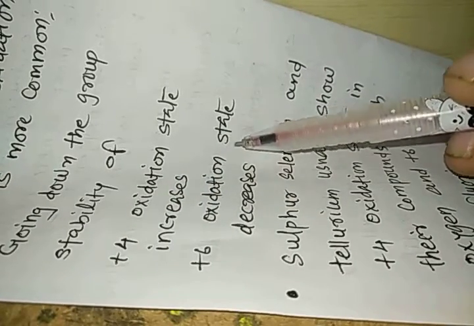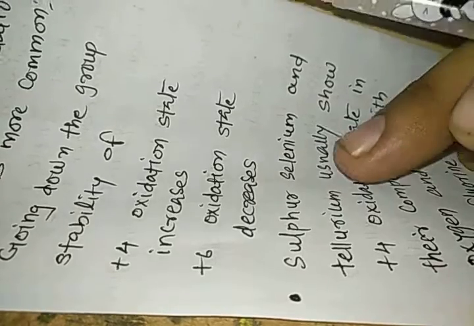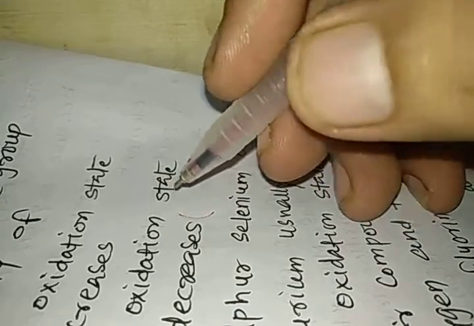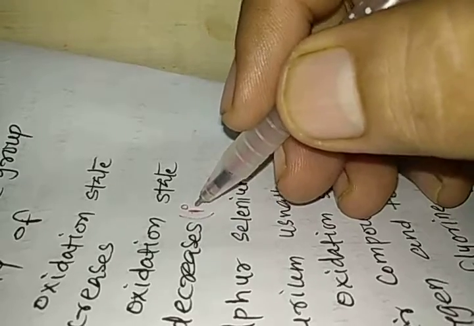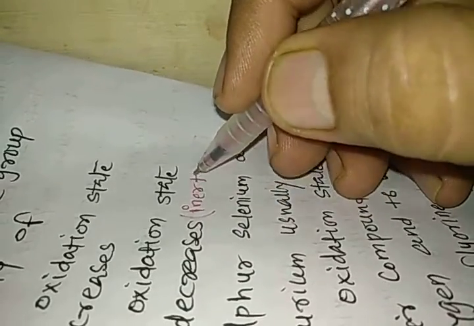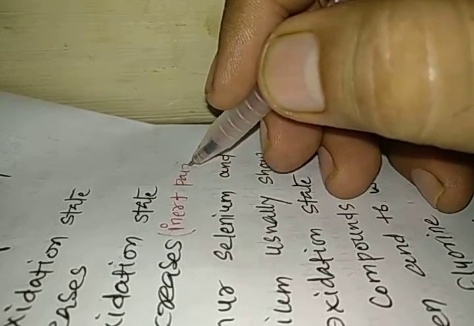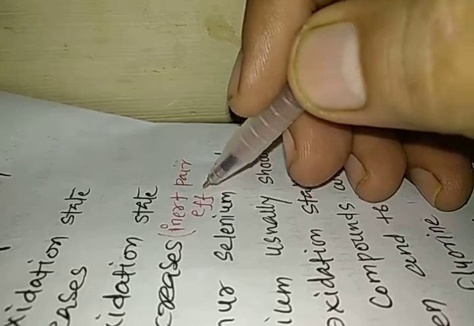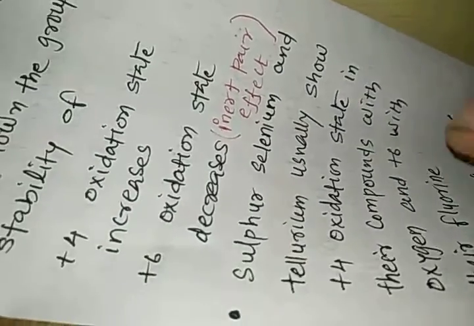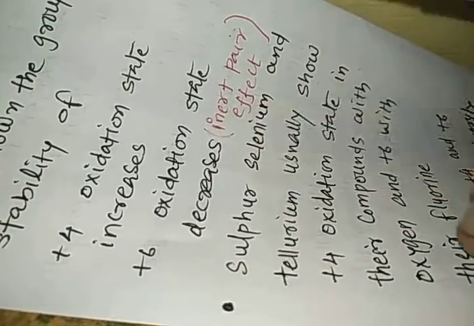Going down the group, the stability of the +4 oxidation state increases and that of the +6 oxidation state decreases. This decrease in stability of the +6 oxidation state can be explained by a particular phenomenon, known as the inert pair effect. So due to the inert pair effect, the stability of the +6 oxidation state decreases going down the group.